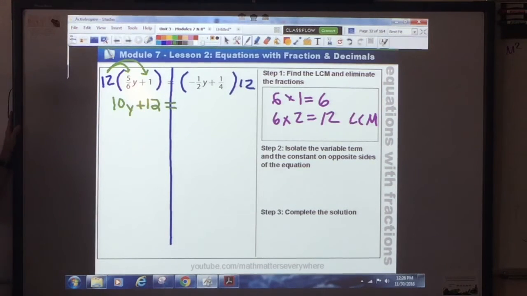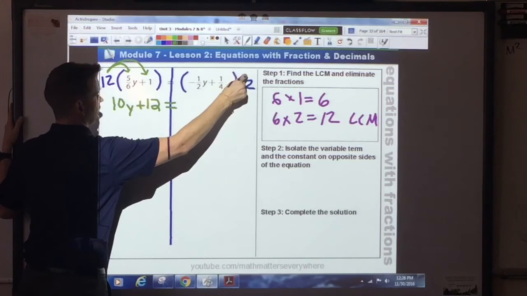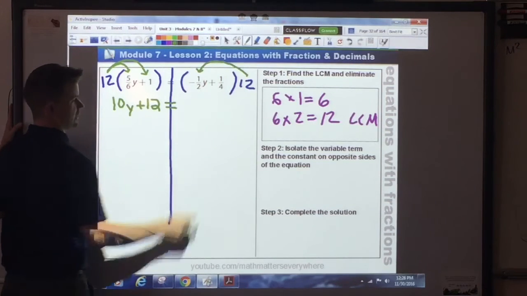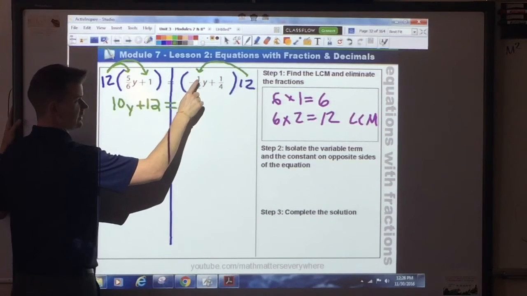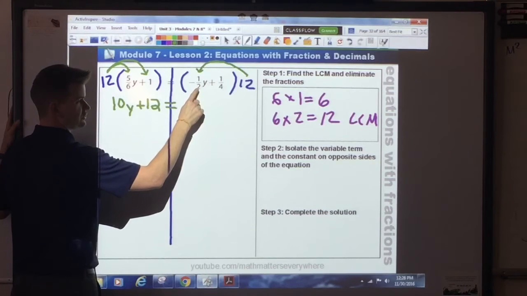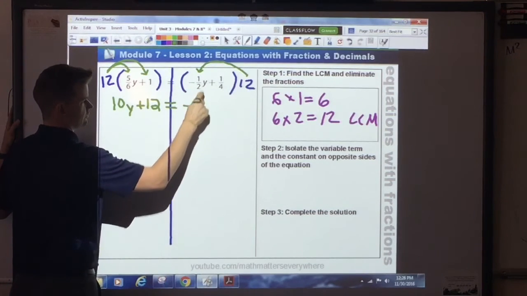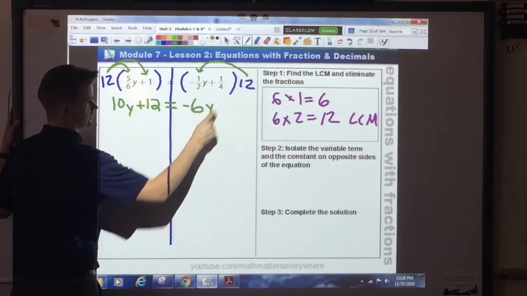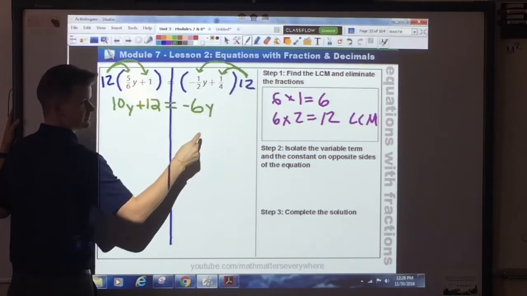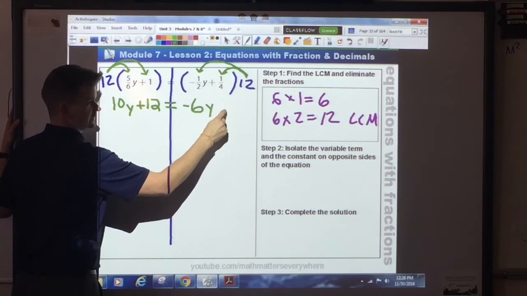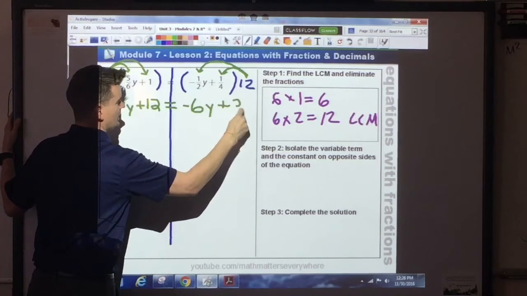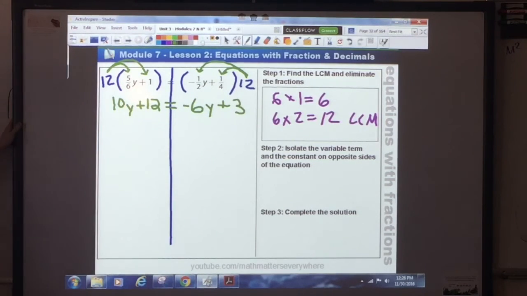Equals. I do the same exact thing on the other side. 12, and ignore the negative for now. We'll come back to it in a second. 12 times 1 is? 12 divided by 2 is? 6. Now, bring down the negative, bring down the y. 12 times 1 is? 12 divided by 4 is? 3. And we've gotten rid of all of the fractions.